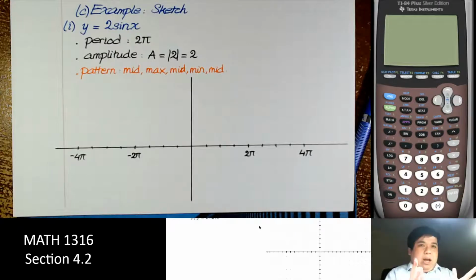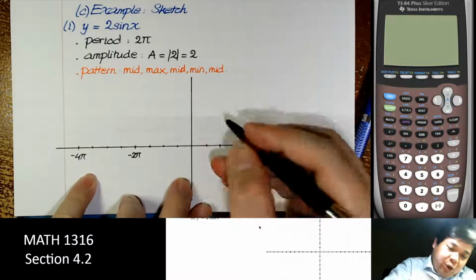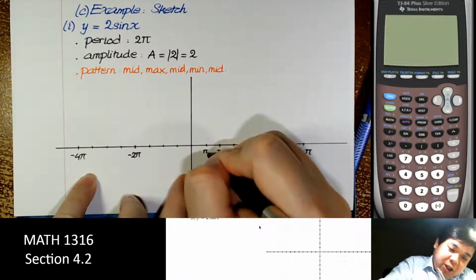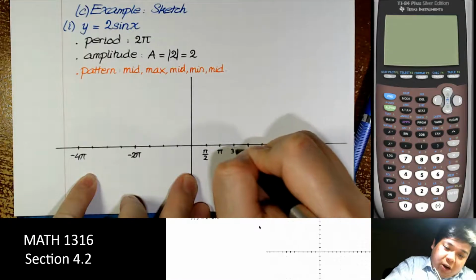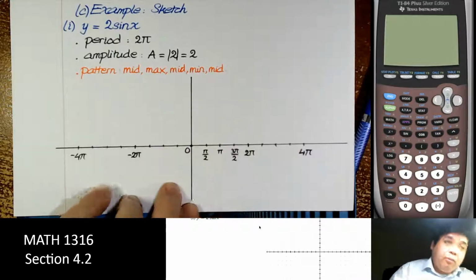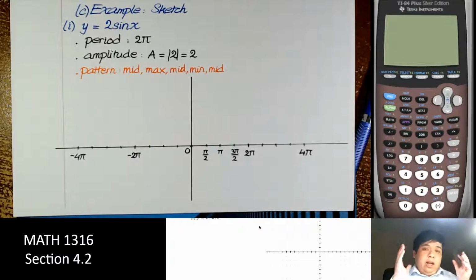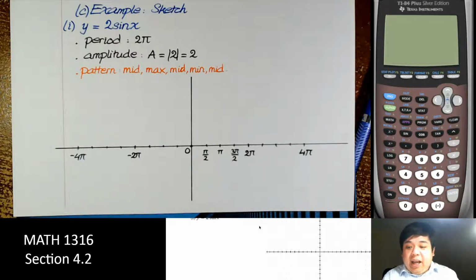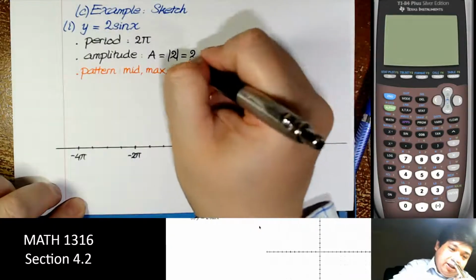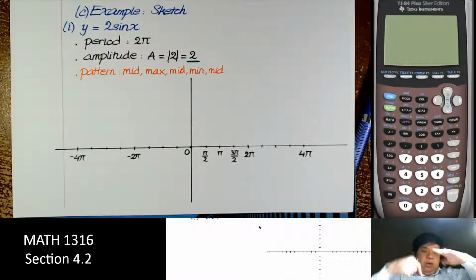Right, so it's important that we know the period. 2 pi, 0 to 2 pi. Divide into 4 equal pieces. Pi over 2, pi, 3 pi over 2. Right, so we know the period, 2 pi, and then divide into 4 equal segments. Next, the amplitude is 2, meaning that it will be from the middle, go up 2, go down 2.